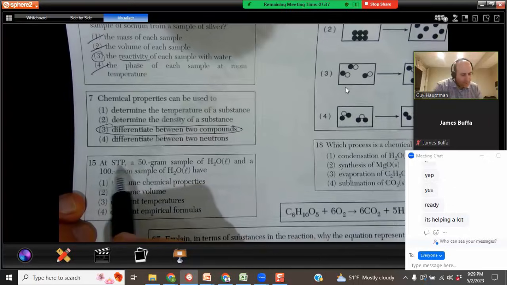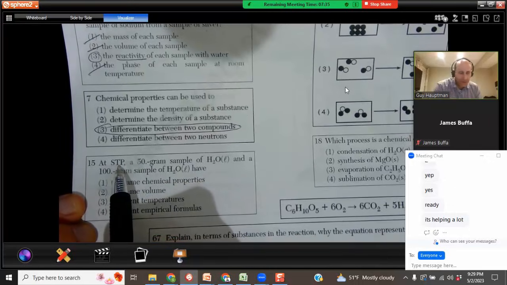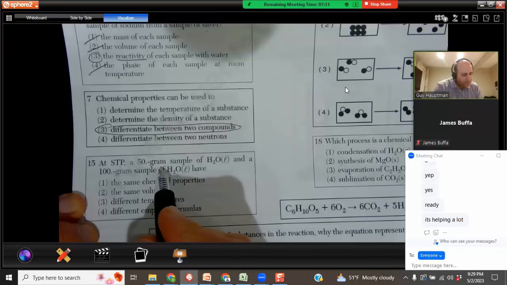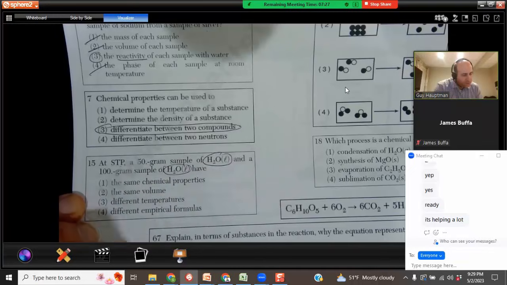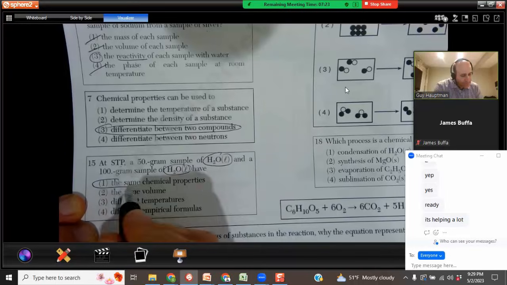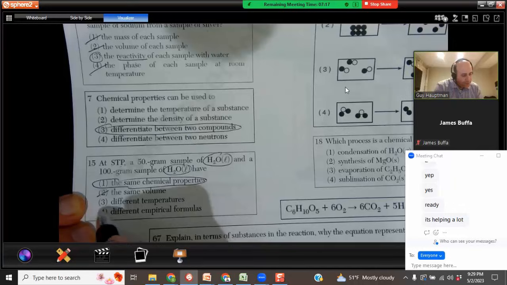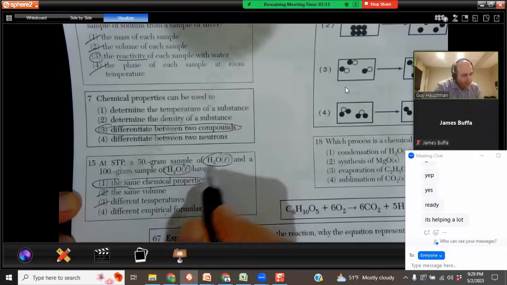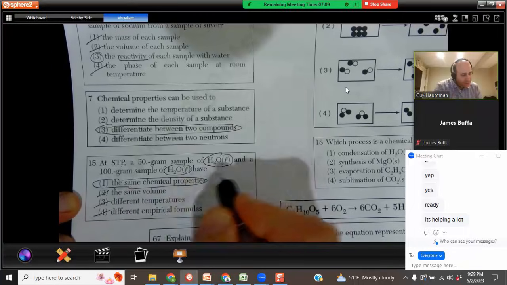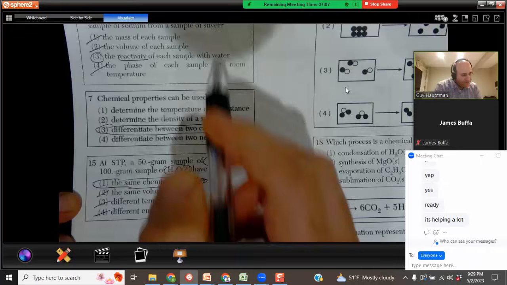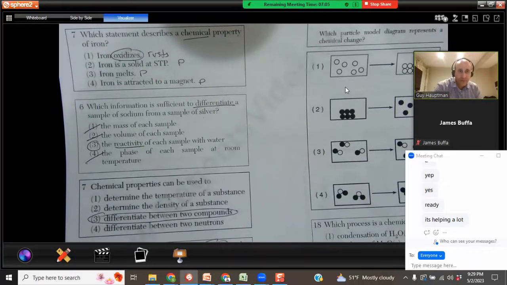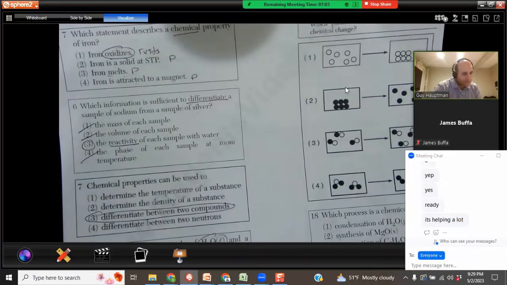Question 15. At STP, we'll talk about what that means. You don't need to know what that means in order to answer this question. We have 50 grams and 100 grams. So they have a different mass, but this is H2O and this is H2O. Same substance. That means they have to have the same chemical properties. They don't have to have the same volume. They could be at different temperatures. They do not have different formulas, right? They're H2O, H2O. So if it's the same substance, they have the same properties. If they're different substances, they have different properties. Bottom line there.